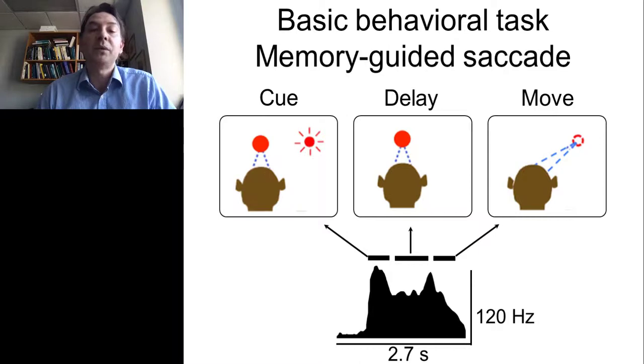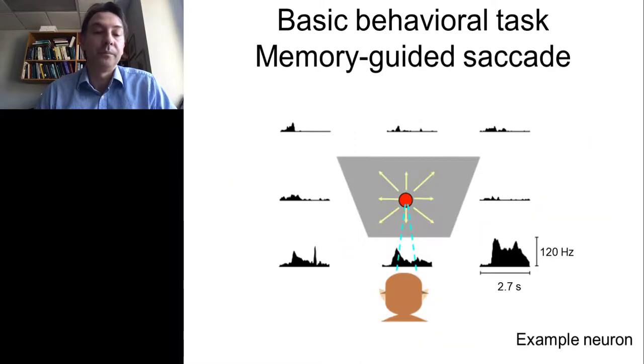The kinds of behavioral tasks that we can use to study this are correspondingly quite simple. We have a monkey staring at a screen. He has a cue that he remembers the location of. Following a short delay, he moves his eyes to that remembered location. And we find that neurons in the brain fire rapidly in response to the presentation of the cue, throughout the delay, and then turn off after the movement.